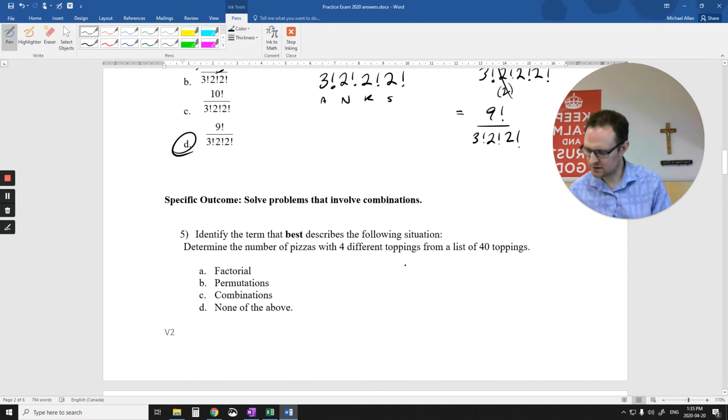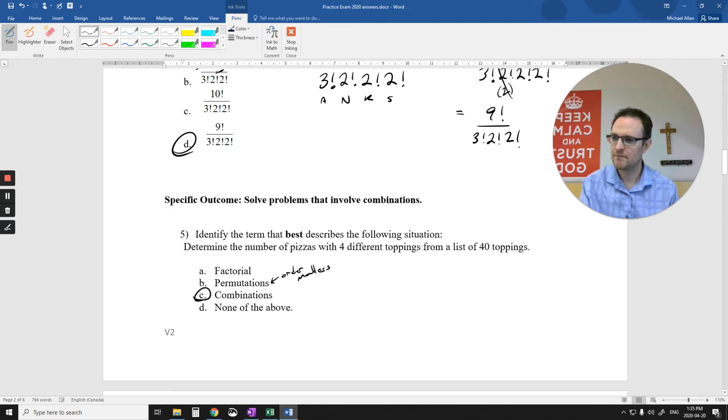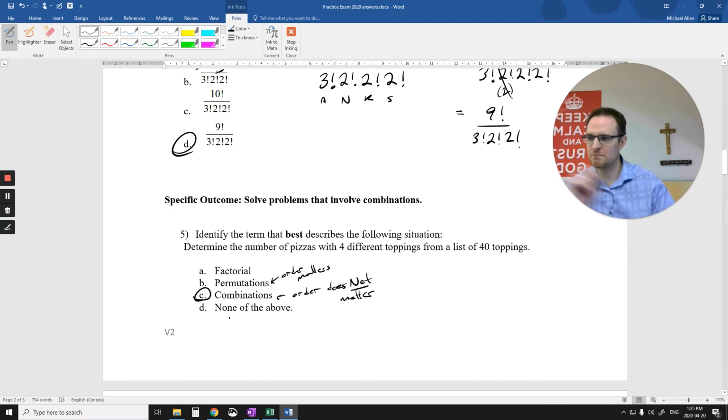Sometimes it's nice also to know when to use permutations and combinations. Like throwing toppings on a pizza, it doesn't matter what order you put those toppings on, they're on the pizza. That's going to be a combination. So remember that for permutations, order matters, and for combinations, order does not matter. I'm just throwing toppings on a pizza. The order doesn't matter there, obviously.